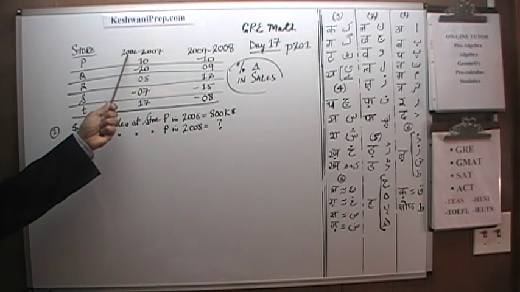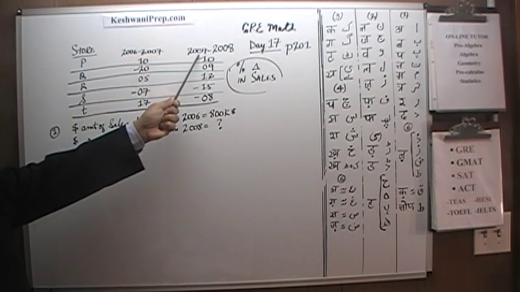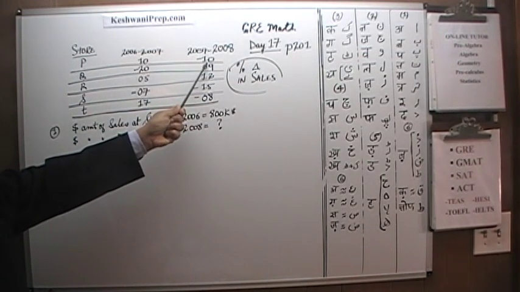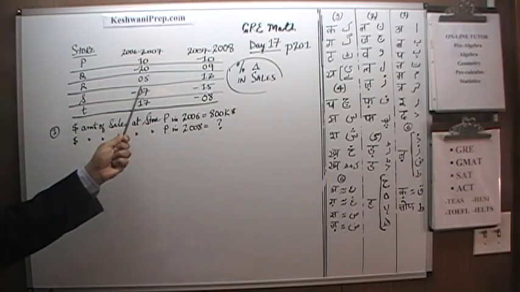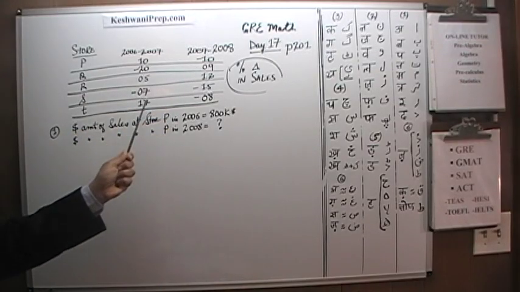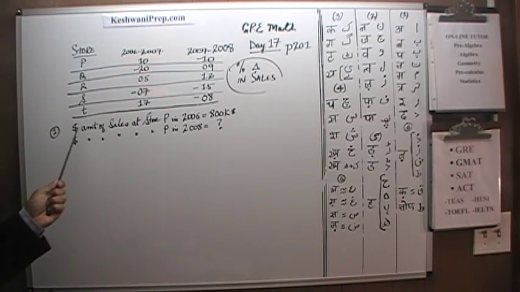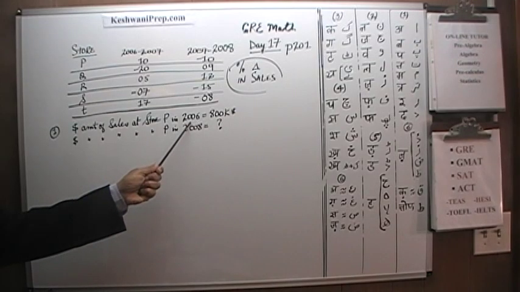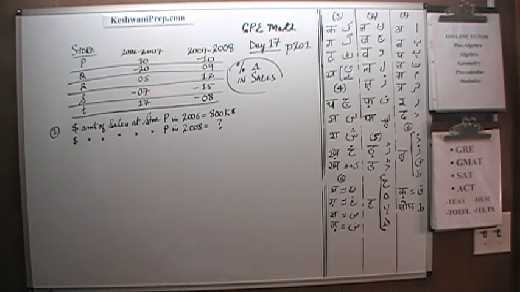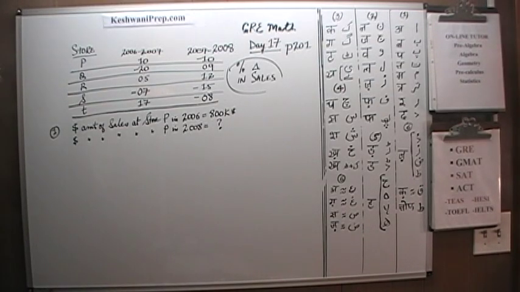We are told that from 2006 to 2007 the sales were up 10%. 2007 to 2008 the sales went down by 10%. Here it was negative 20% for Q, 9%, 5, 12, negative 7, negative 15, 17, and negative 8. Here's the question. The dollar amount of sales at store P in 2006, we are told, was $800,000. The question simply is, what was the dollar amount of sales at the same store, store P, in 2008?